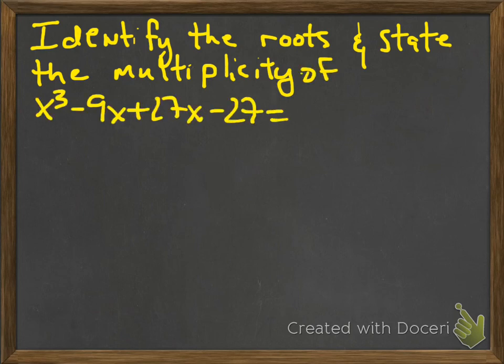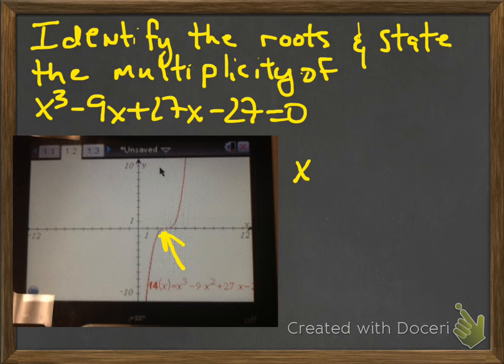Okay, so here I'm looking at again identifying the roots and stating the multiplicity of x cubed minus 9x squared plus 27x minus 27. Okay, so I graphed this, and you can kind of see here that it looks like it's crossing right at that point, which looks to be at 3, because I'm counting and I can see that my scale is 1. So I believe that would be a 3.